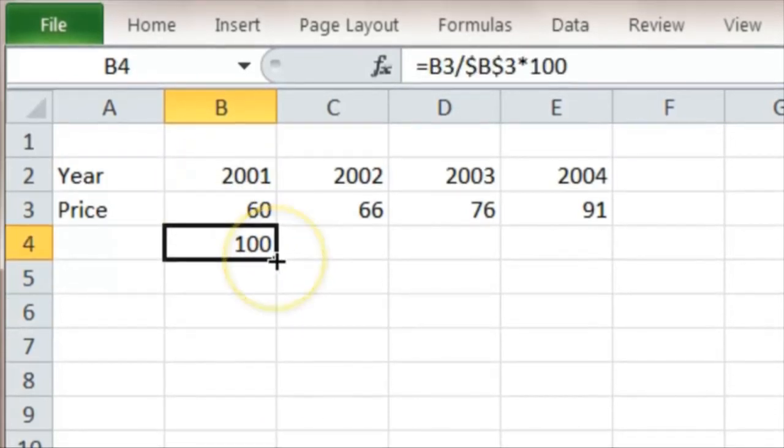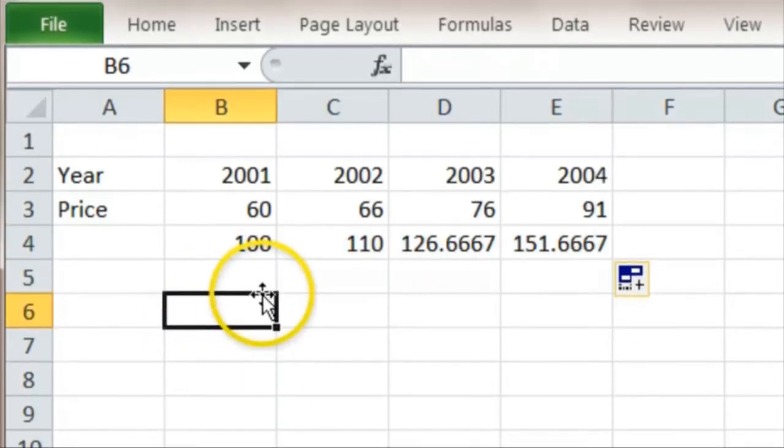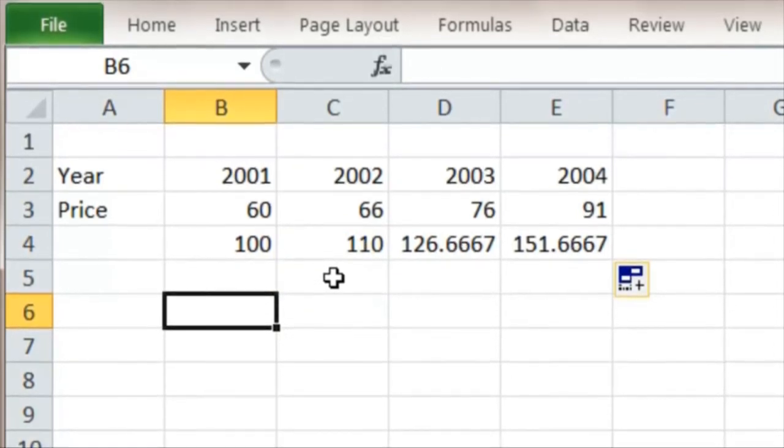Now we click and drag the formula, go to the bottom right hand corner, left click and drag, and we see the index numbers for successive years. So relative to 2001, the price in 2002 had gone up by 10%. By 2003 it had gone up by 26%, and so on. And so that's the base year of 2001 with giving the following years relative to that base year.